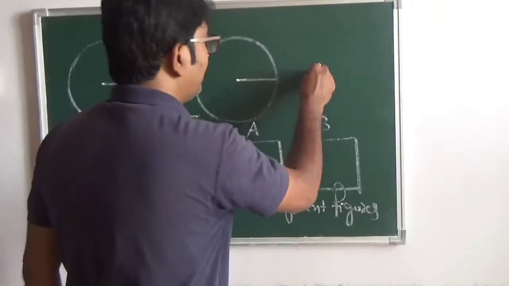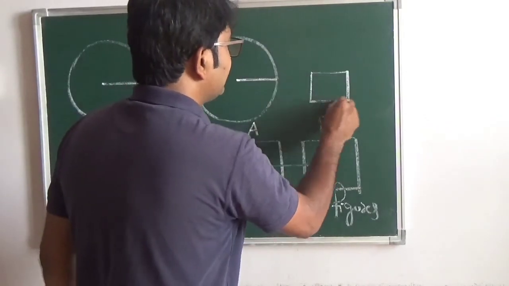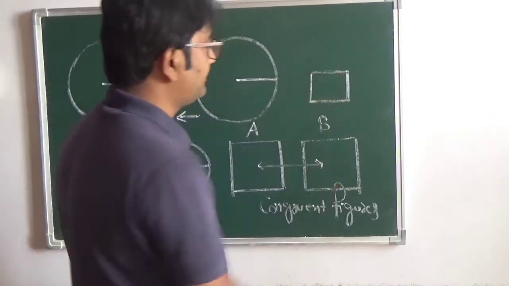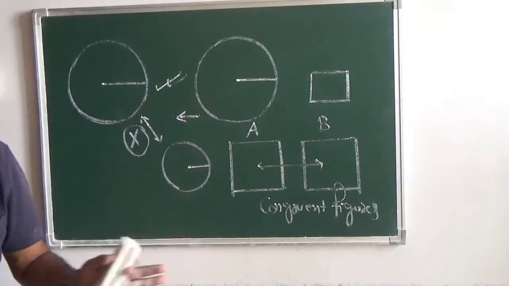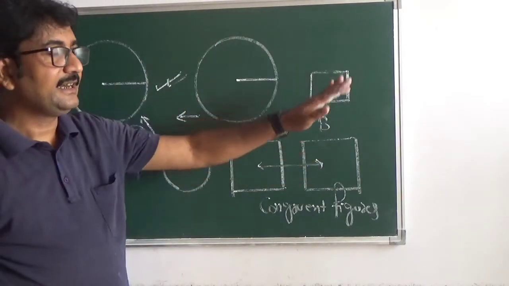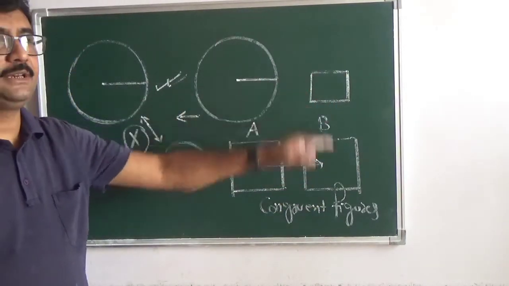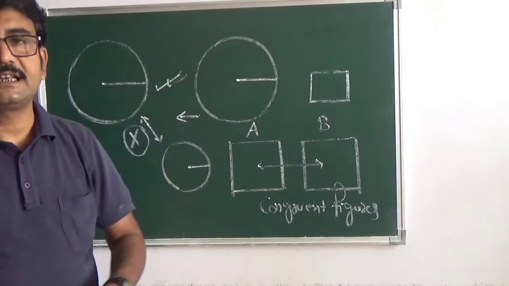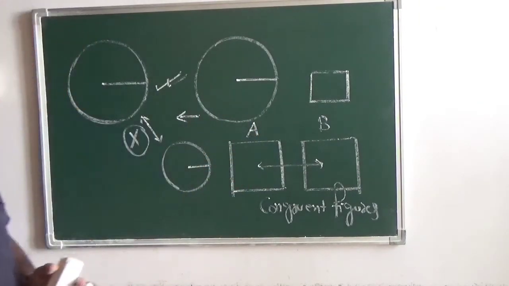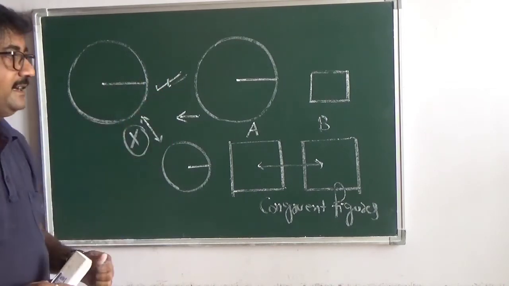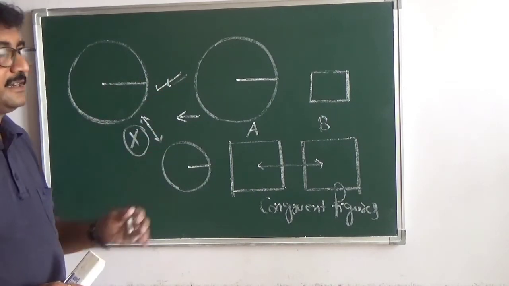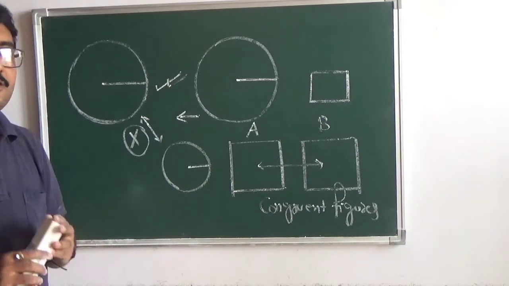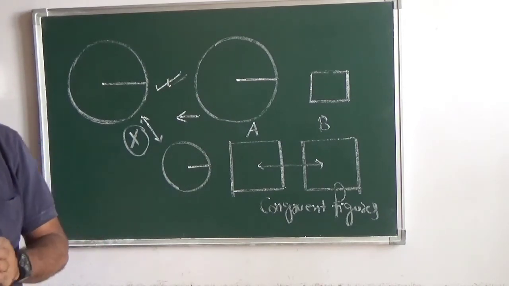If we take a smaller square like this, though the shape of this square and these two squares are the same, the sizes are different. In that case, these two will not be termed as congruent figures. So now you have understood what congruent figures are. Now let us extend this idea and concept further to understand what congruent triangles are, which is the topic for today.